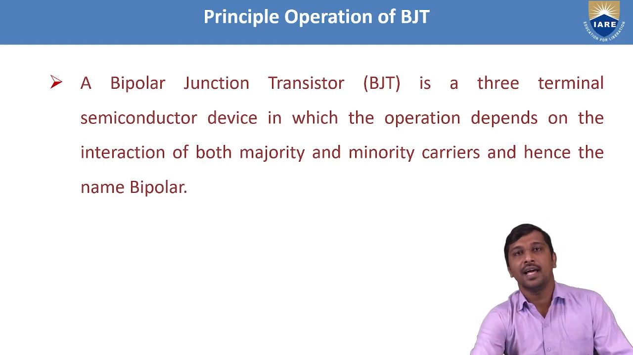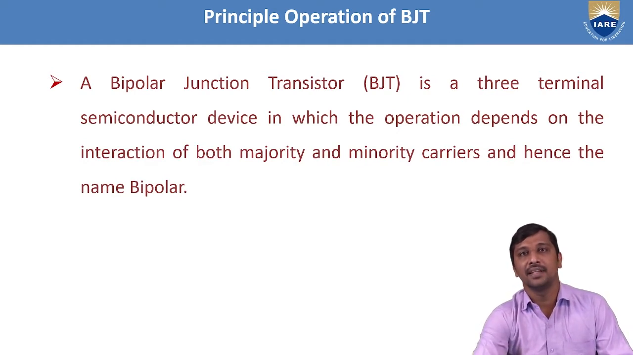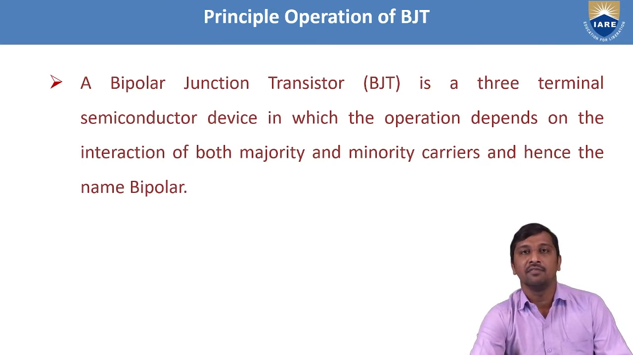In the last sessions, we discussed one semiconductor device, that is the PN junction diode. If you observe a PN junction diode, it contains two materials: one is a P-type material, and the other is an N-type material. When we bias the PN junction diode under forward bias and reverse bias, it allows conduction only in the forward bias condition.